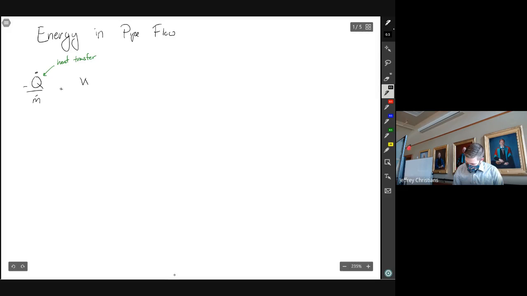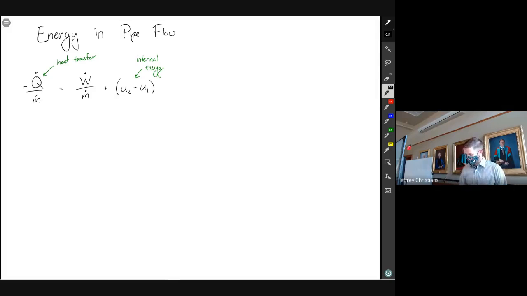So plus W over m dot plus U2 minus U1. Again, those aren't velocities. That's internal energy, stuff that we talked about a lot in thermodynamics, stuff that we're not talking a lot about in this class, but those are the variables we would have used in thermo. Okay, and then we'll forget about it, and U will be the x component of the velocity again, but for right now, we'll write it like that.